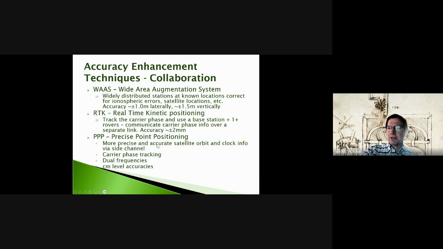Now, normally this information is sent out through the ephemeris, or the ephemerides for all the different satellites. But there's only a certain amount of resolution you can get out of that, the way the data is encoded on the signals, and how often it's updated and that type of thing, right? So we can actually send out more precise and accurate information via a side channel, some other communication means. It might be an internet network type of thing, right? And again, they're using this carrier phase tracking, dual frequencies, and you can easily get to centimeter level accuracies, and over a much wider range than RTK supports.